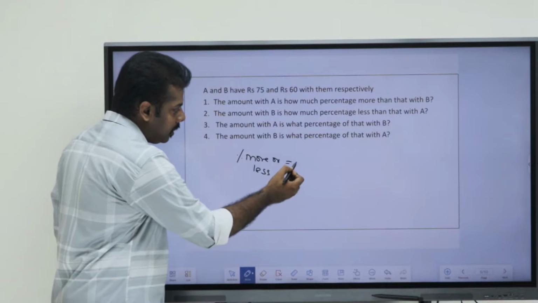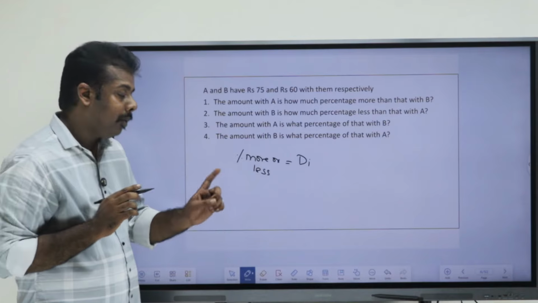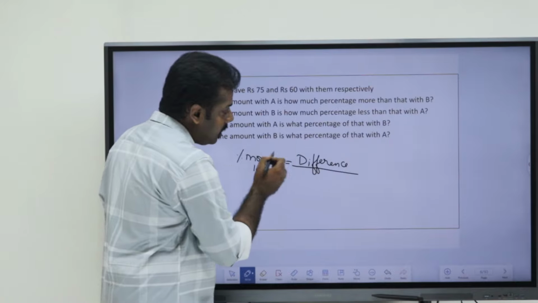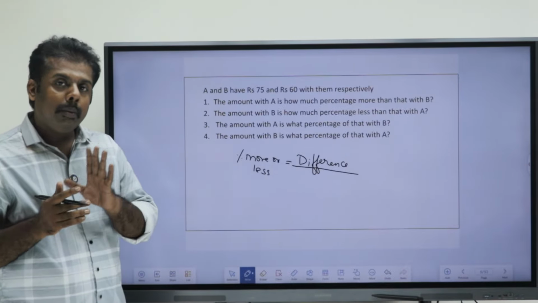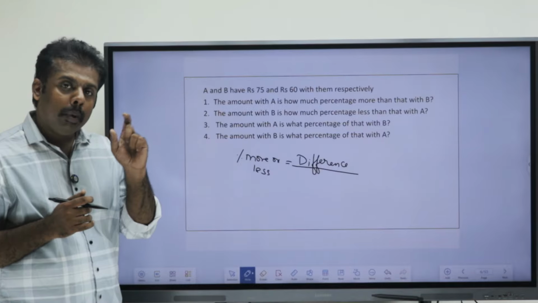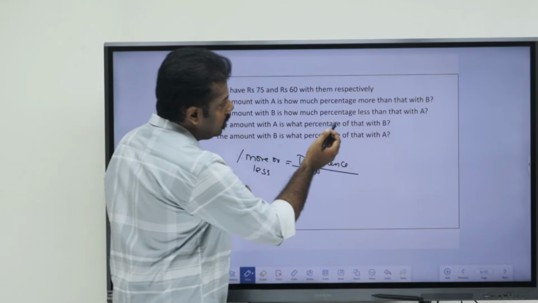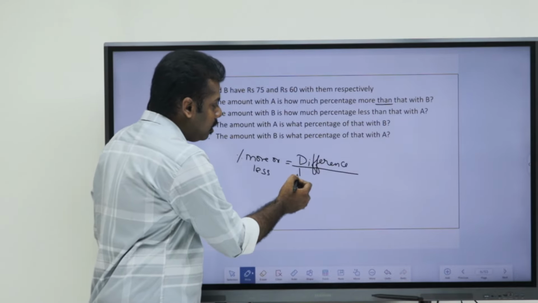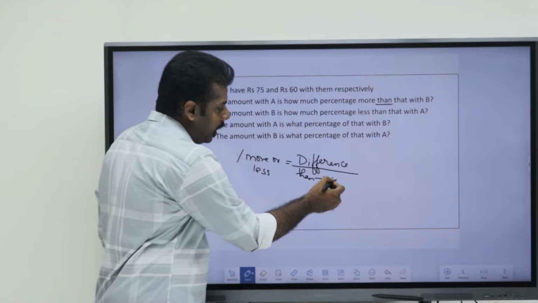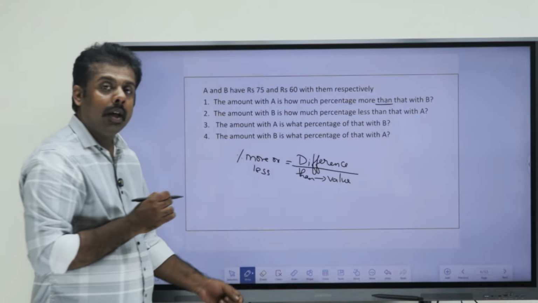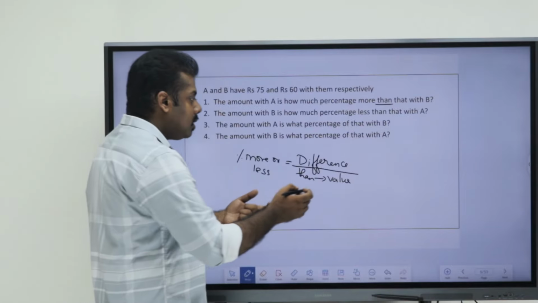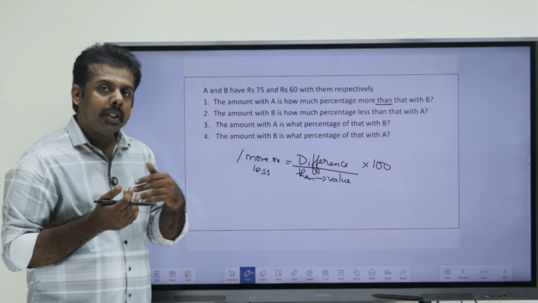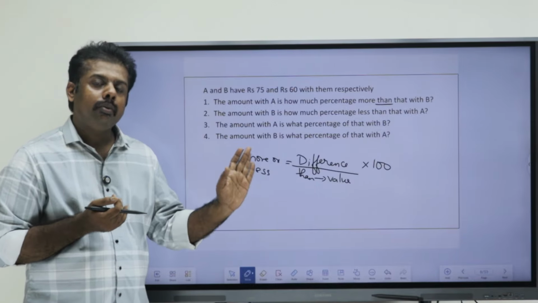So the concept will be, first take the difference. Okay, first what you have to do, you have to take the difference in the numerator part. Okay, now the denominator part what you have to take, just remember a word than. So if you are just able to see, we have a word than. So just remember the value which comes after than. Okay, the value which comes after than, you have to take that value in the denominator part. Okay, then obviously into 100 since they are asking the percentage. Okay, so this is a formula. If they are asking percentage more or less, we can use the same formula in both the cases.